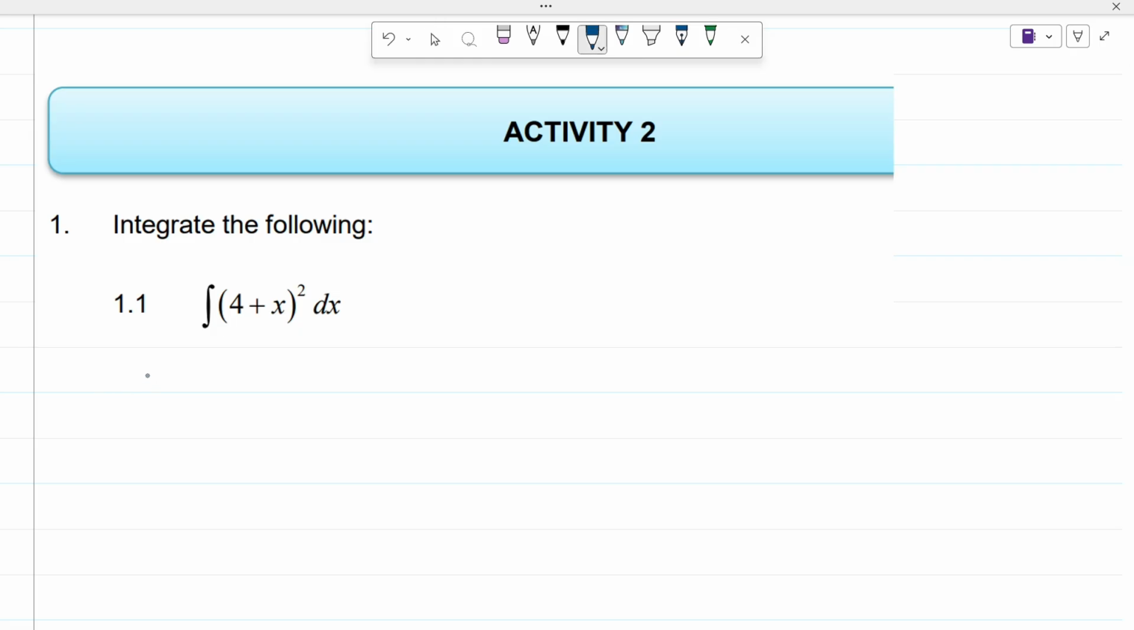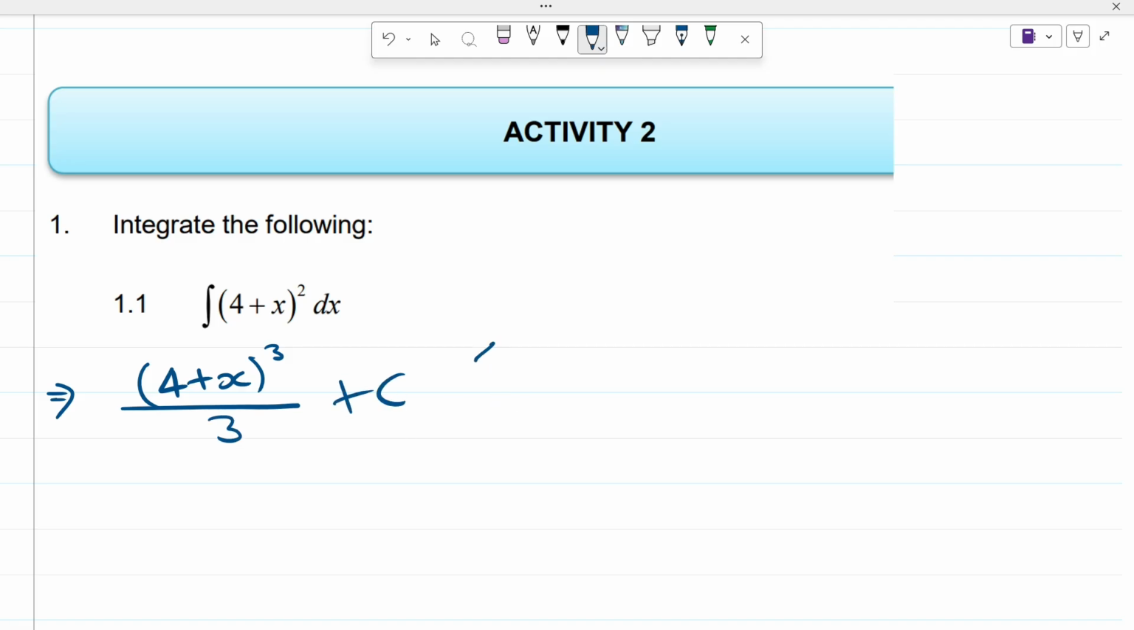So that means we can just use the general power rule. Let's go with the general power rule to make our life a lot easier. Who doesn't like an easy life? So when we use the general power rule, this is just going to be (4 plus x) to the power of 3 divided by 3, plus c.